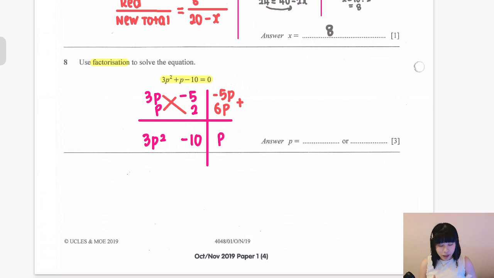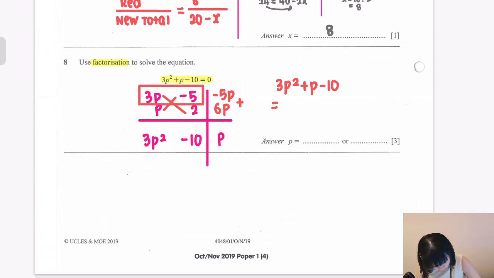Alright? So how do we get the answers? 3p squared plus p minus 10. You take this, which is 3p minus 5, and you also take this. When there's no sign between the p and 2, it's a positive sign. So it's p plus 2. Alright? So currently you have this.